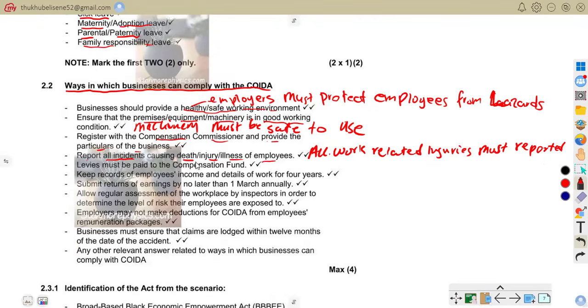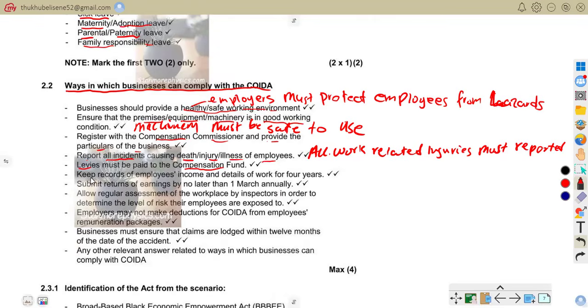Levies must be paid to the compensation fund. So we're talking about paying levies to the compensation fund. It means that employers must fund employee compensation. For example, paying annual COIDA contributions. That is how you are going to fund employee compensation.